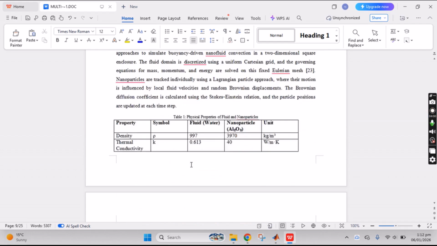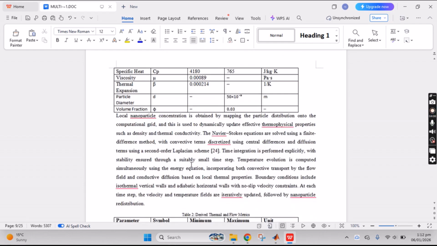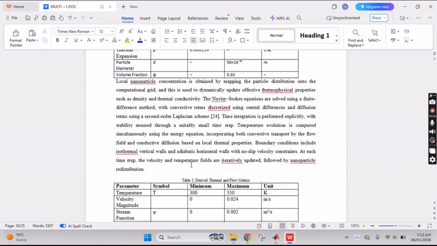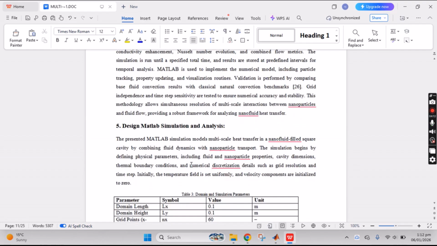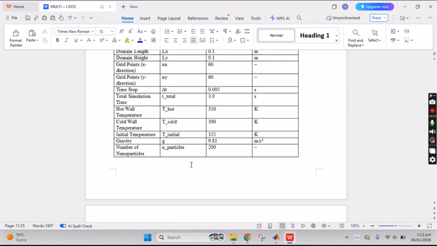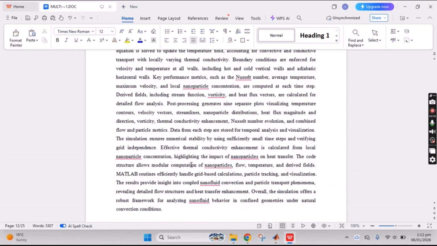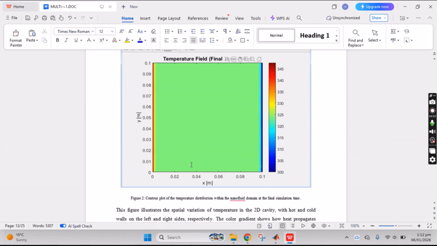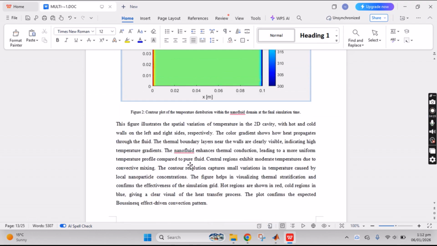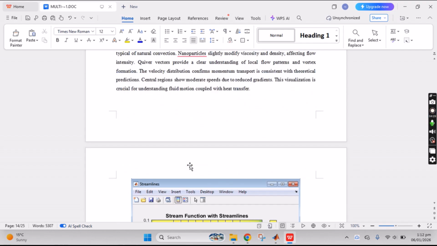The heat transfer methodology provides us the physical properties of fluid and nanoparticles. And next one is basically the derived thermal and flow matrices as well. Okay. So the MATLAB simulation and analysis as well. These are the parameters used for MATLAB simulation. And next one is the temperature field final according to the nanofluid domain. Next one is velocity magnitude with vectors.